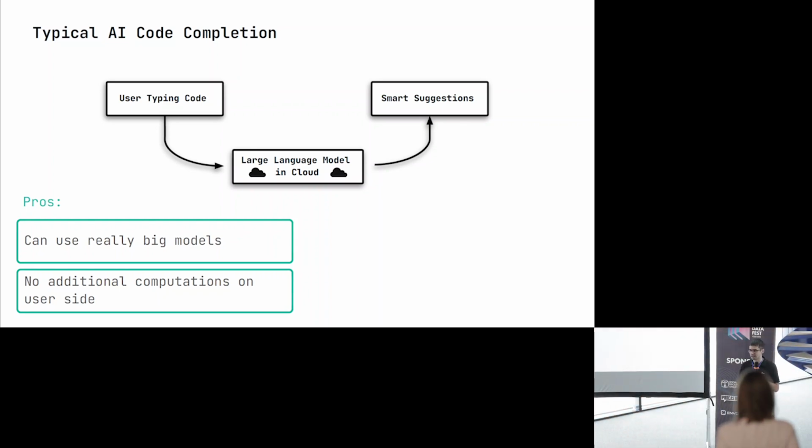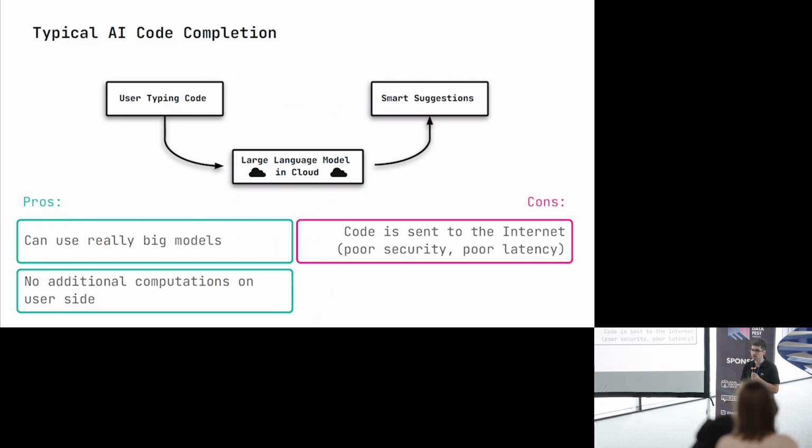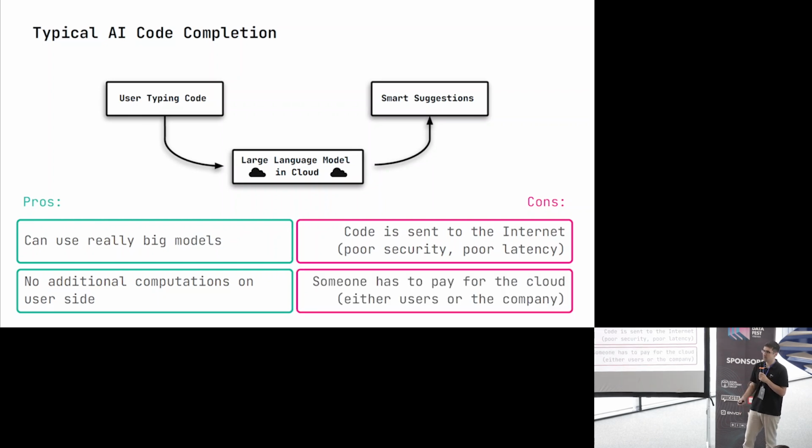However, there are some downsides to this approach, and let's discuss them as well. First of all, your code is sent to the internet, and it's absolutely clear that it's not something that everyone and every company could tolerate due to security reasons. Also, the latency will not be super good because sending the data back and forth via the internet is not the fastest thing you can imagine. Also, someone has to pay for the cloud. Either users will pay for the cloud or the company will pay for the cloud.